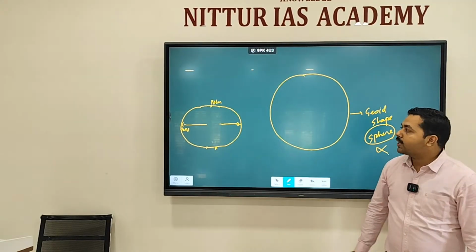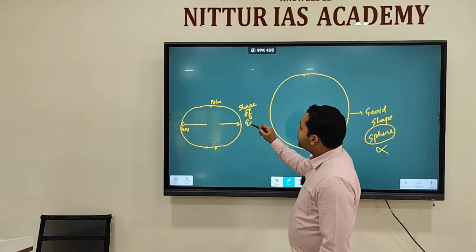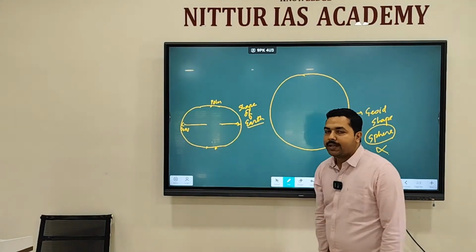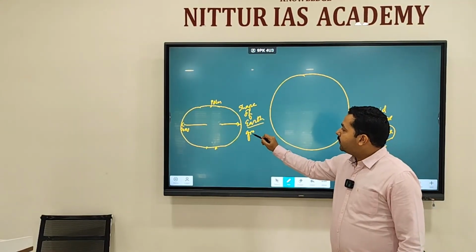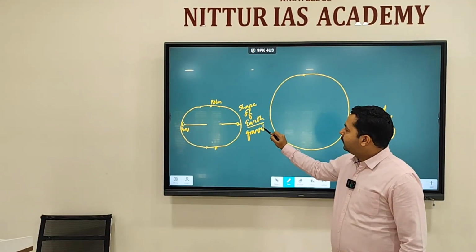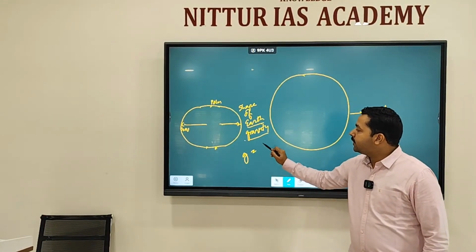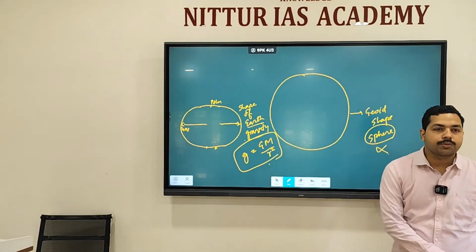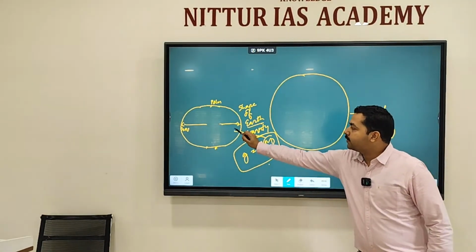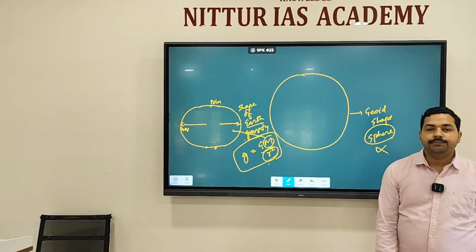Clear? Now the shape of Earth plays a very important role. Why? Because it determines your gravity. In physics, how do you find gravity? GM by r squared, where M is the mass of Earth and r is the radius. Clear? So where will you see more gravity?